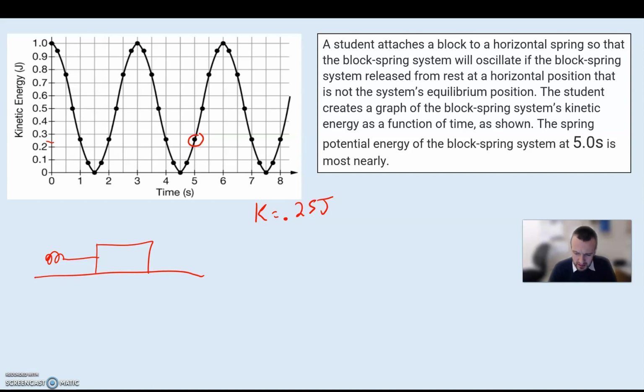Well, it's asking us about the spring potential energy at that point. I want you to think about this oscillator. When we have the most kinetic energy, how much spring potential energy do we have? None, right?